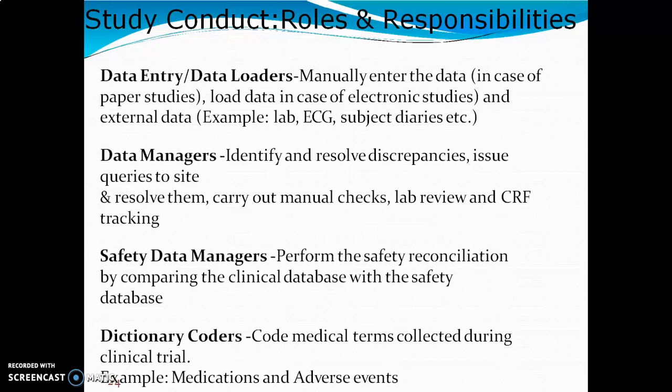Then we have dictionary coders. As I told, medical terms should be given for the side effect terms the patient is using. For that, with the help of diaries and medical dictionaries, they are going to code it. For example, medication and adverse events will be coded using standard dictionaries. So that is the work of coders.